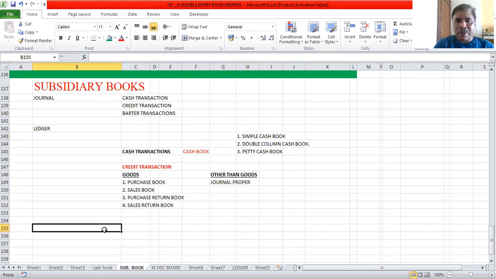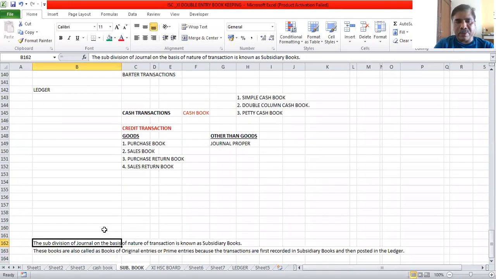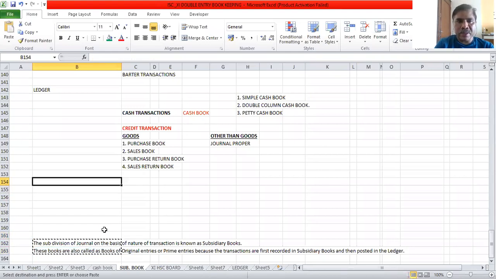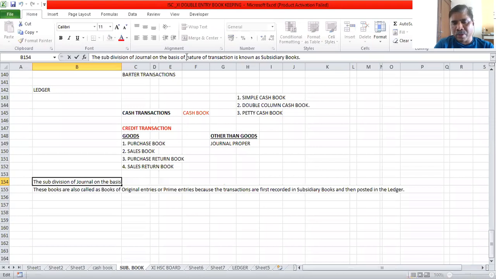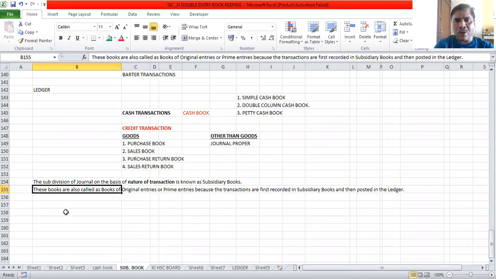So at the end of this explanation, we can say that this is what your textbook is giving as the explanation: what is the subsidiary book? The subsidiary book is nothing but a subdivision of the journal on the basis of the nature of transaction. Nature means whether it is a cash transaction or a credit transaction, known as subsidiary book. Okay, are you clear with this? Yes, sir. And these books are also called books of original entries and prime entries.